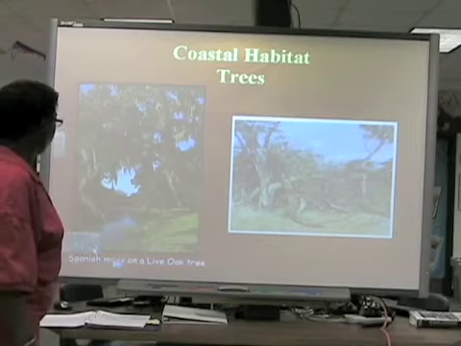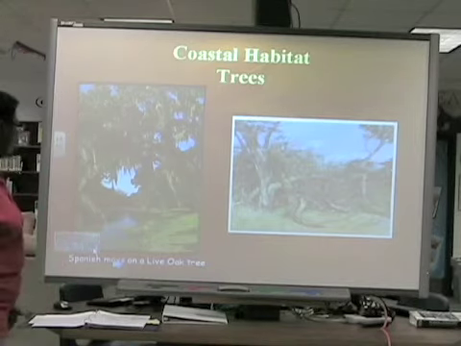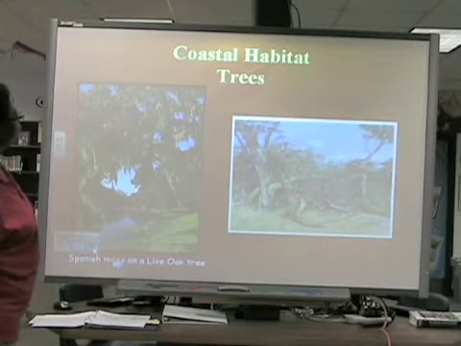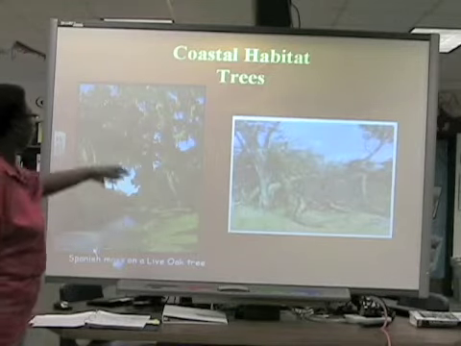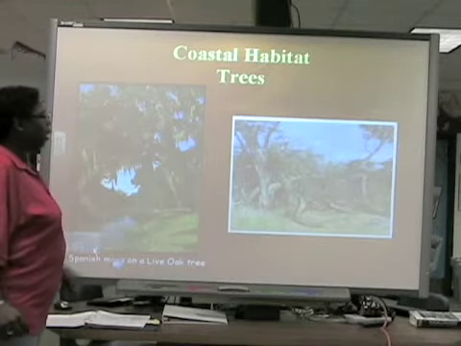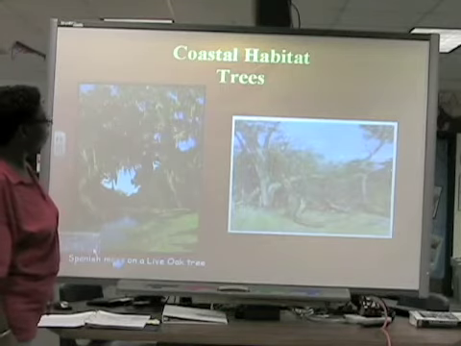Coastal habitat trees here. Spanish moss on a live oak tree. And Spanish moss is kind of called an air plant, because it likes to stay up high in the trees, and that's how it's able to survive.